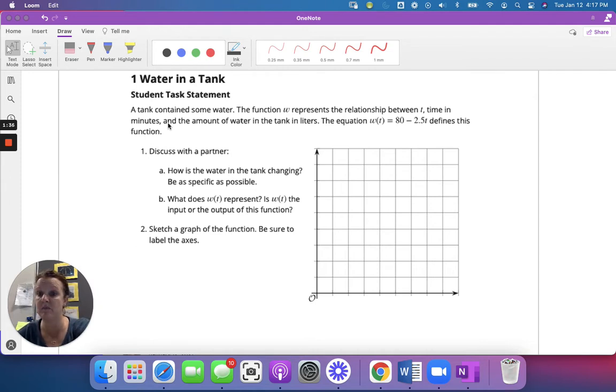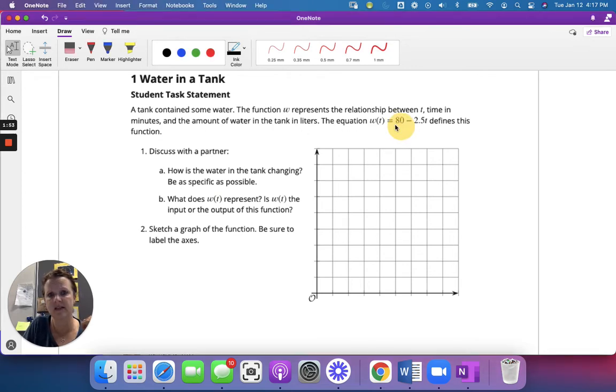Be as specific as possible. I would say our tank is decreasing, right? So for every minute that goes by, it's decreasing by 2.5 liters. So here, it starts out with 80 liters in the tank, and it's losing 2.5 liters every minute. That's what that equation describes.